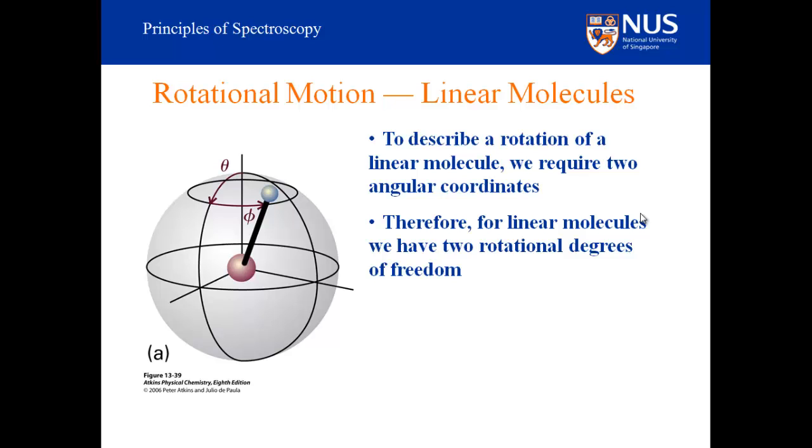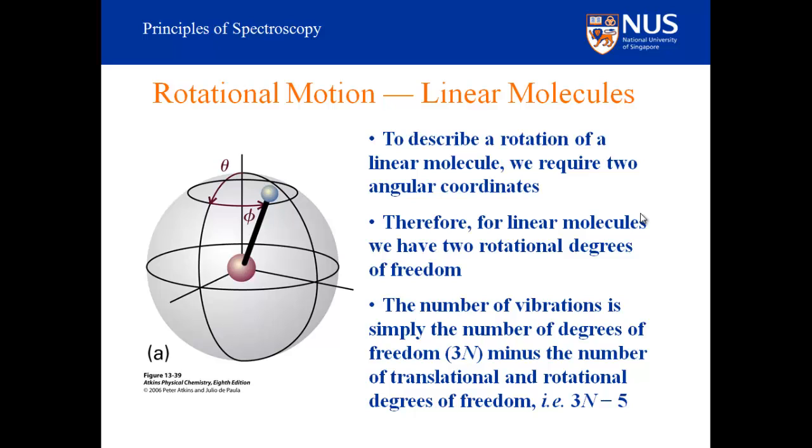This enables us to determine the number of vibrations in a linear system. The number of vibrations is simply the number of degrees of freedom, which is 3n, minus the number of translational and rotational degrees of freedom. This will be 3n minus 3 for the translations and minus 2 for the rotations. So overall, therefore, a linear molecule has 3n minus 5 vibrations.